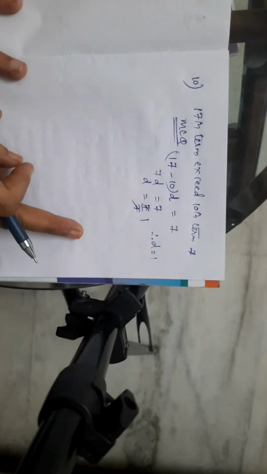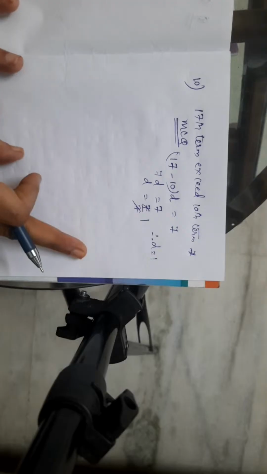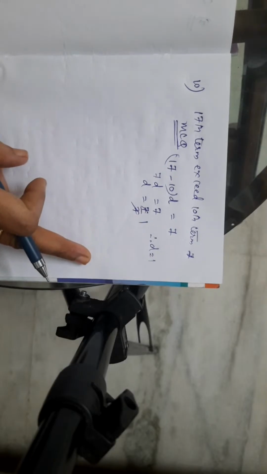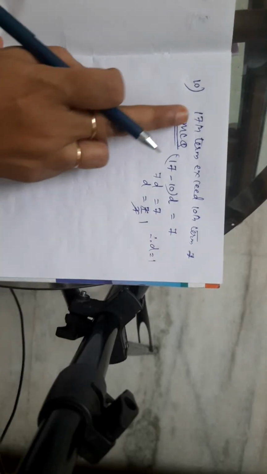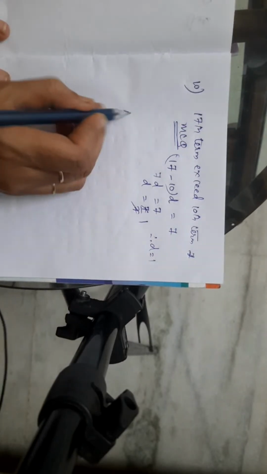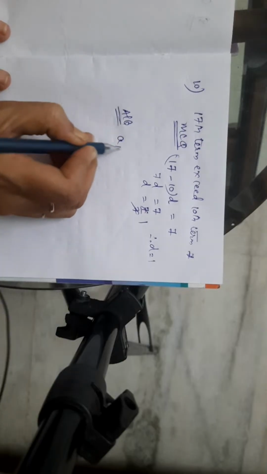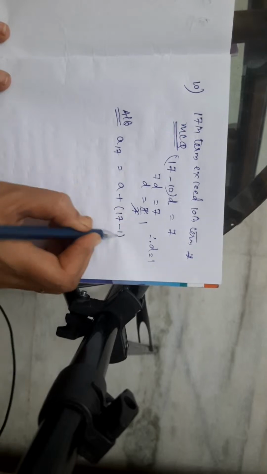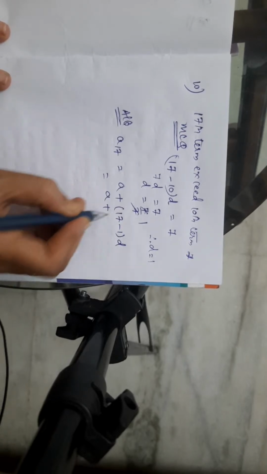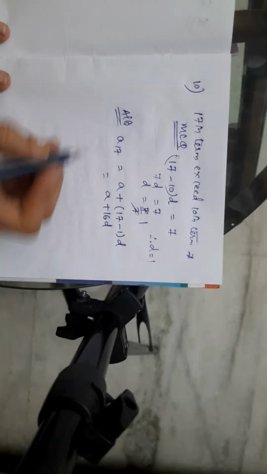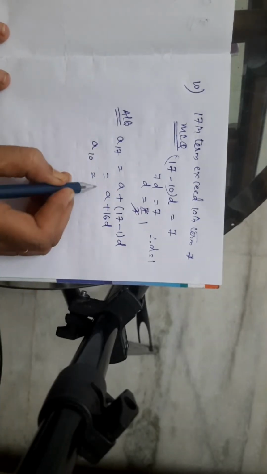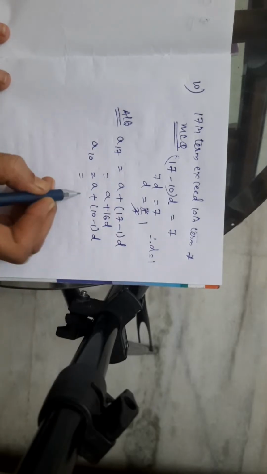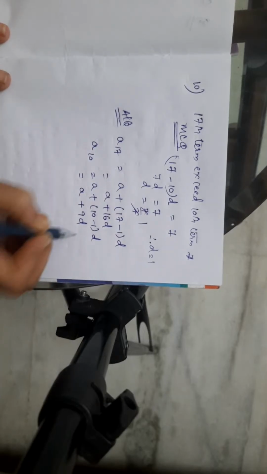If the same question is asked in the long question type, we are going to write it in a little more detail. For that kind of question, the 17th term is given. According to the question, A17 will be A plus 17 minus 1 D, that is A plus 16D. Now A10 is A plus 10 minus 1 D, so A plus 9D.